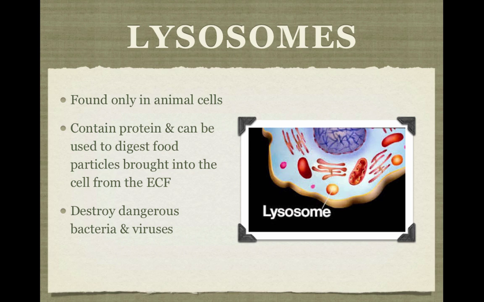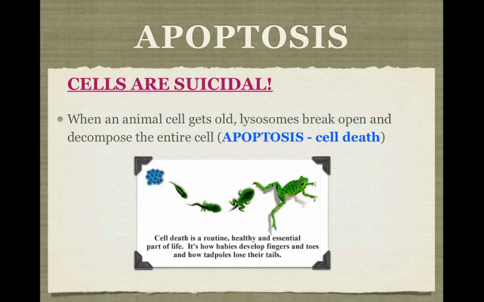Your lysosomes, they are found only in animal cells. They contain protein and can be used to digest food particles brought into the cell from the extracellular fluid. So they can digest food particles brought from outside of the cell. And what's really good about them is that they can destroy dangerous bacteria and viruses.